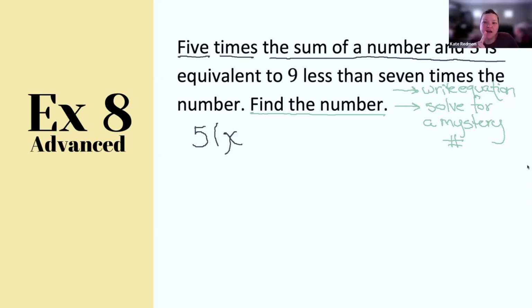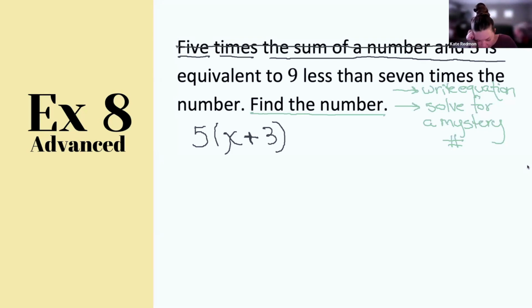And we didn't just have that number. It's not just 5 times the number. It's 5 times the sum of a number and 3. Boom. Now that 5 is multiplying by the whole sum. See why I need parentheses? Yes. Beautiful. Now I did this part. 5 times the sum of a number and 3.